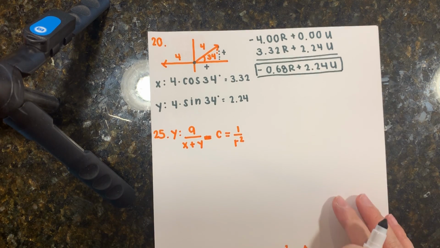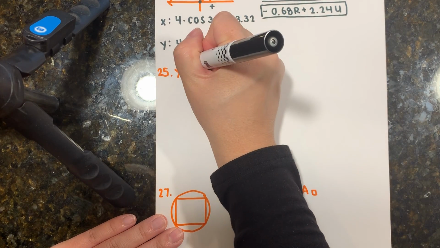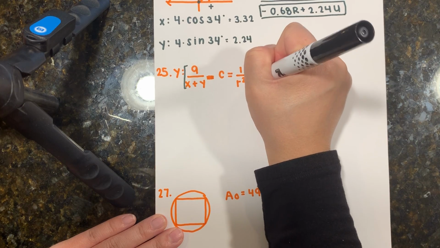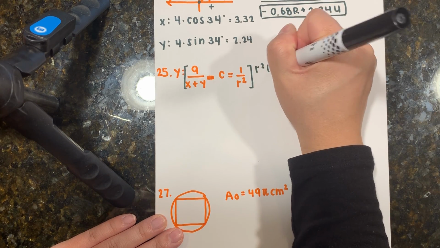Now moving on to number 25, the first thing that I'm going to do is eliminate the denominator. So I'm going to multiply this whole thing by the common denominator, which would be r squared times x plus y.